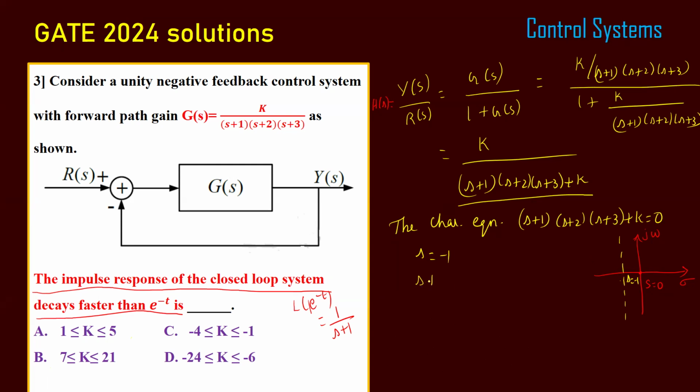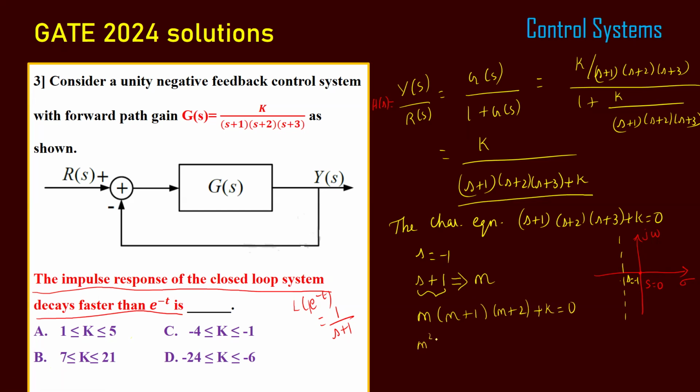So this s plus 1, I am going to replace with another variable, m. Now, taking the characteristic equation, s plus 1 can be replaced by the variable m. So m into m plus 1 into m plus 2 plus k equal to 0.